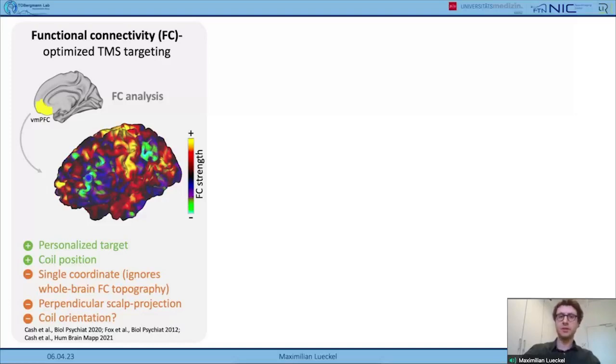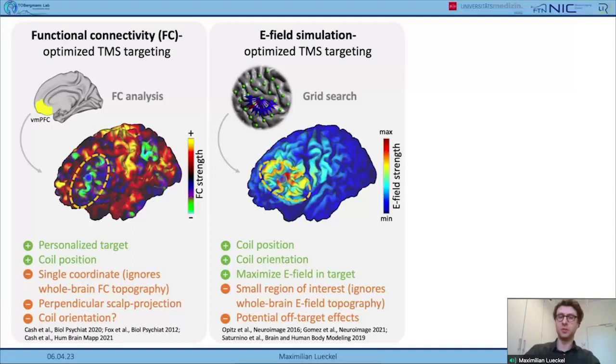Next slide, please. And this is where E-field simulations come into play. Such simulations have, for example, shown that simply placing the coil directly above the cortical target will not necessarily guarantee optimal stimulation of that target. So using a grid search procedure and then simulating E-fields for numerous different coil positions and orientations, we can use these simulations to tell us not only where to optimally place the coil, but also how to optimally orient the coil in order to maximize the E-field within our identified cortical target.